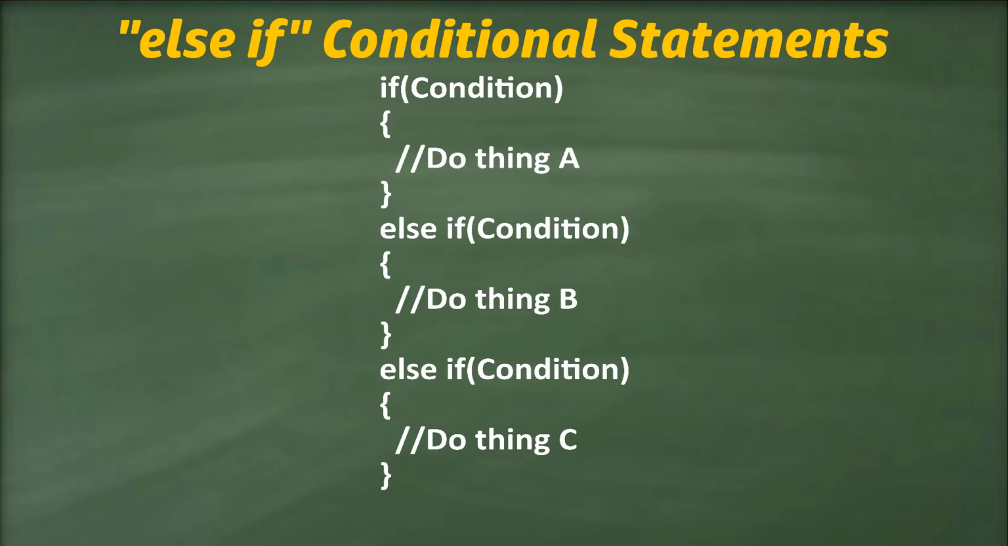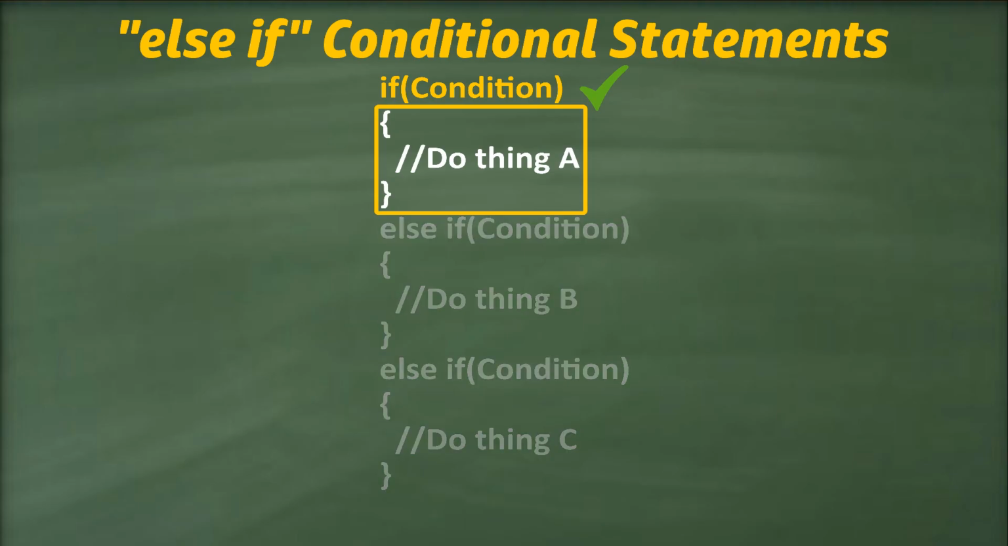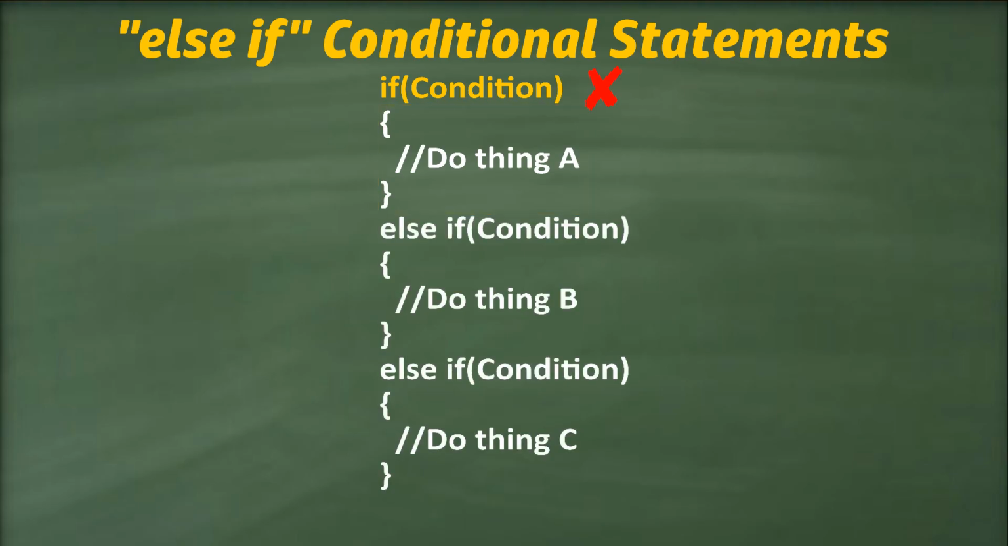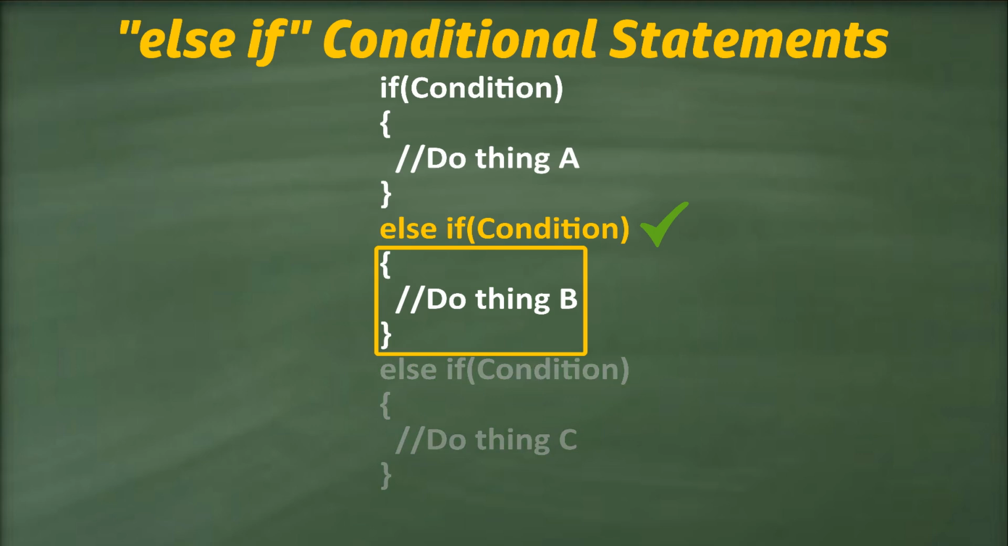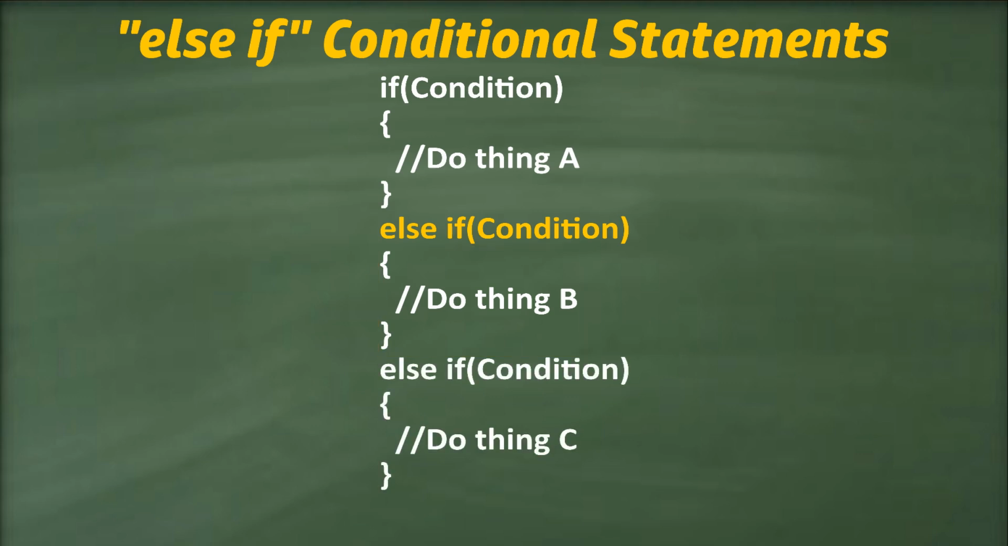Here, the program first checks the if condition. If true, it executes the corresponding block of code and skips all other conditions. If false, it moves to the first else if condition. The program again checks the condition. If true, it executes the corresponding block of code and skips all other conditions. If this condition is also false, the program continues checking subsequent else if conditions. This process continues until a condition evaluates as true or all conditions are checked.